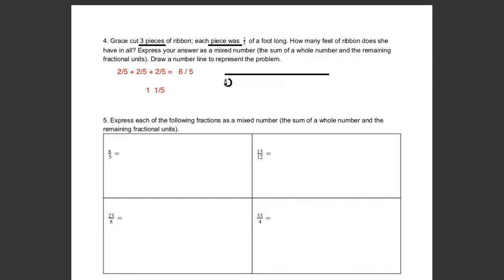So if I go from 0 to 1 on a number line, and we're cutting it into fifths, each whole is the same as 5/5. If my answer is 6/5, then I know that that's going to be these 5/5 plus one more. 1 1/5.